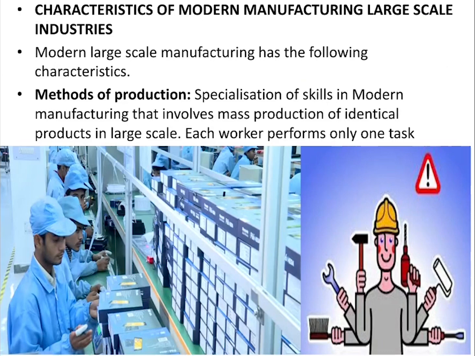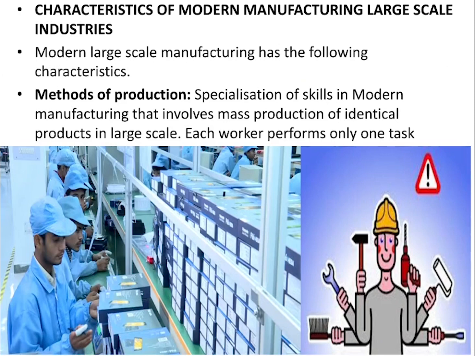In modern manufacturing industries, the method of production is specialization of skills. That specialization of skill involves what? Mass production. Mass means we are producing in a very large number. That is called mass production of identical goods. Identical means similar products, which they are producing on a large scale.